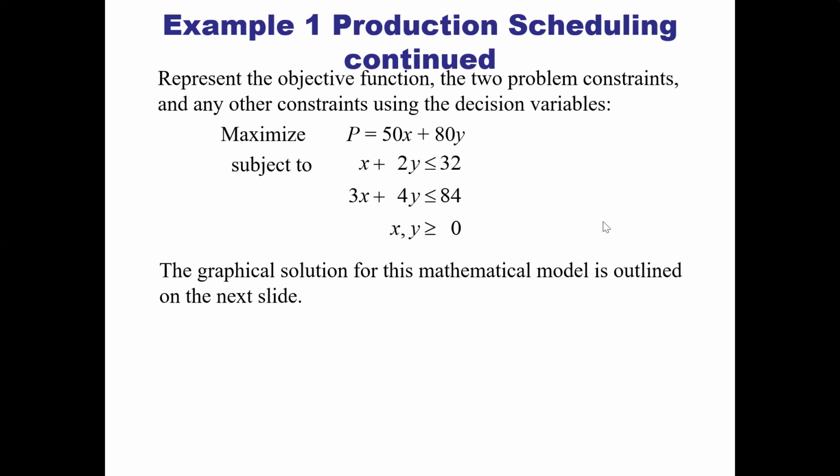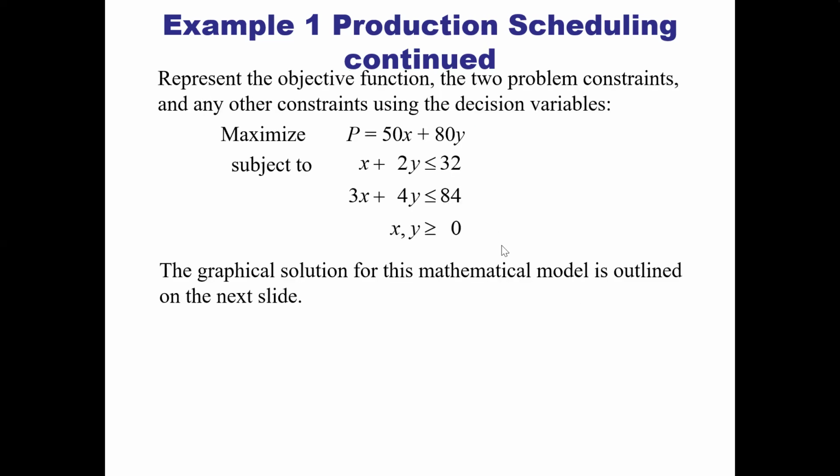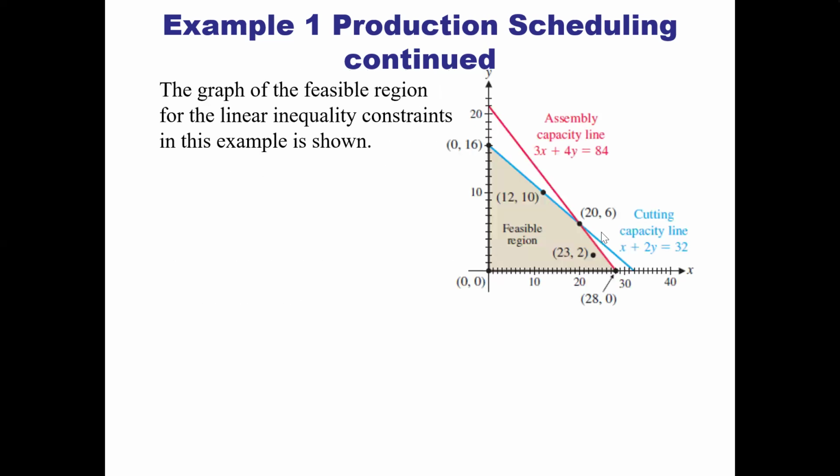Now, the graphical solution for this model is outlined on this next slide here. So we basically are just going to plot these lines. And so we plot this one, which is going to be our cutting capacity. This one's going to be our assembly capacity. So those are kind of our upper bounds. And our feasible region is going to be in here because we can't go past those regions, because that's our limit of the 84 and 32. And so what we need to do is find each one of these corner points.